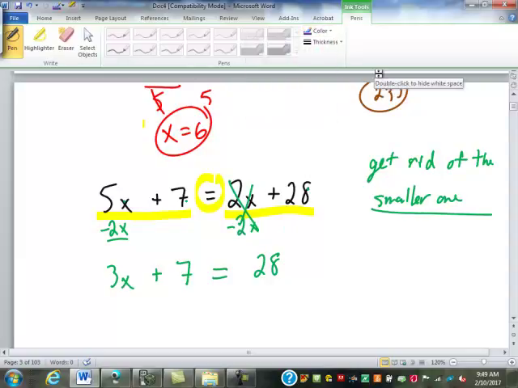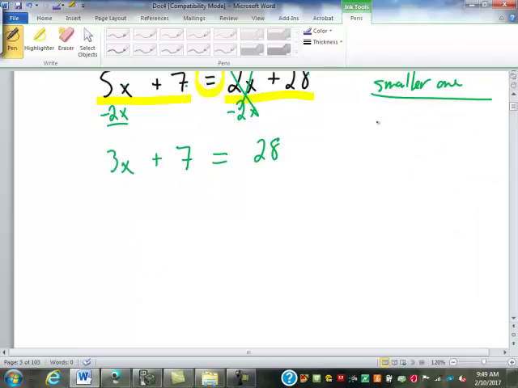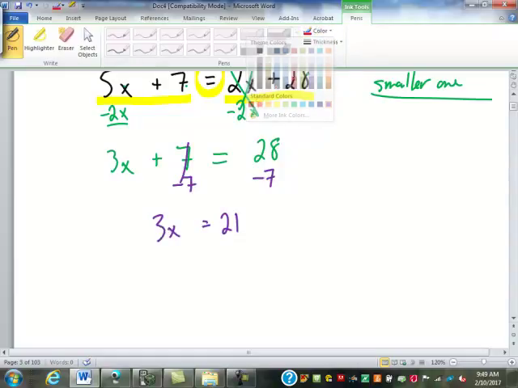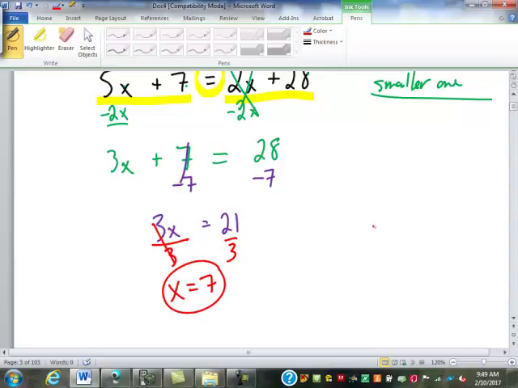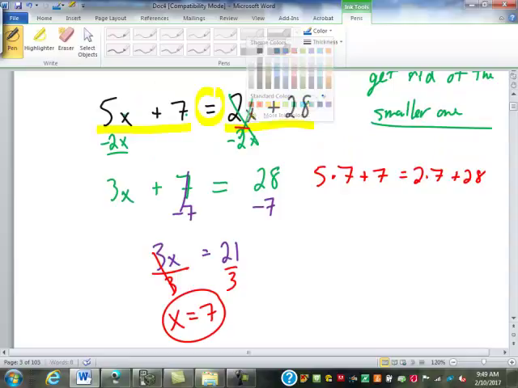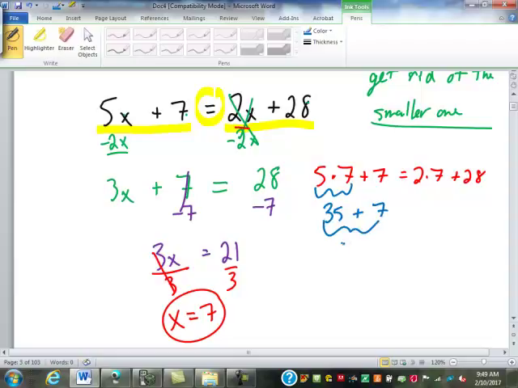Now that we're down to just a single appearance of a variable, what are we going to do? Subtract 7. So 3x equals 21. And then divide by 3. Good. So x equals 7. And again, we could plug that back in to double check. 5x becomes 5 times 7 plus 7 equals 2x becomes 2 times 7 plus 28. So 5 times 7 is 35 plus 7 is 42.